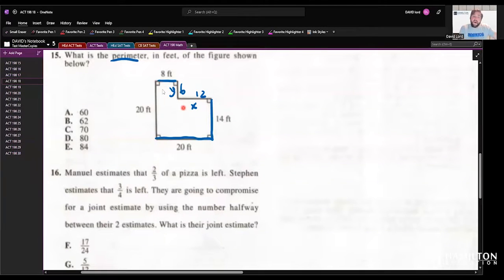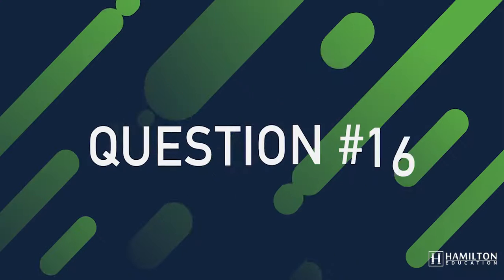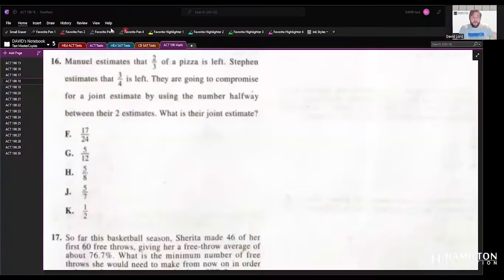6. Alternatively, you can see that it's going to be 20 on the left, 20 on the right, 20 on the top, and 20 on the bottom. So the perimeter is going to equal 4 times 20, which is going to equal a total of 80. Answer is D. Question number 16.